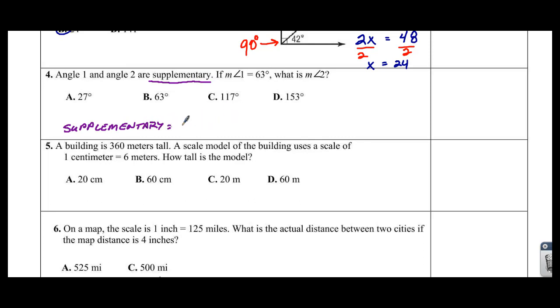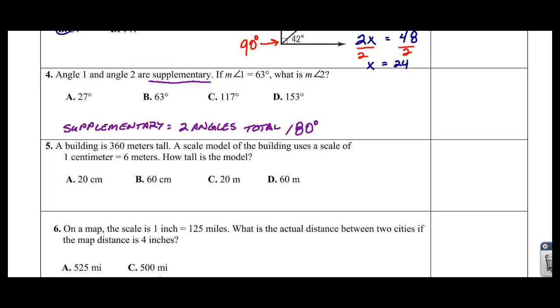Supplementary is two angles that total 90 degrees. All right, so we know, oh, excuse me, I was busy writing and talking and not thinking. Excuse me, total 180 degrees. So two angles that total 180.